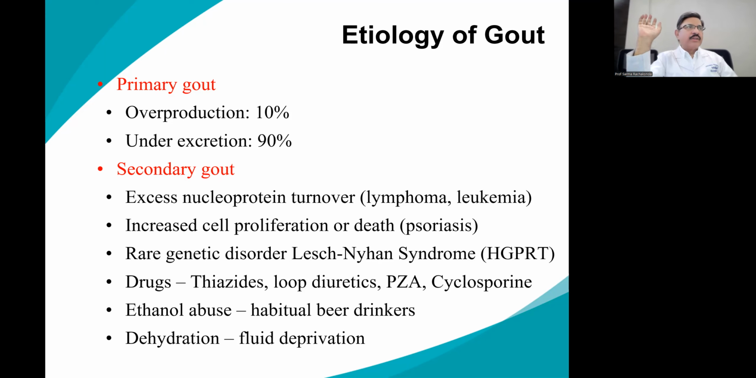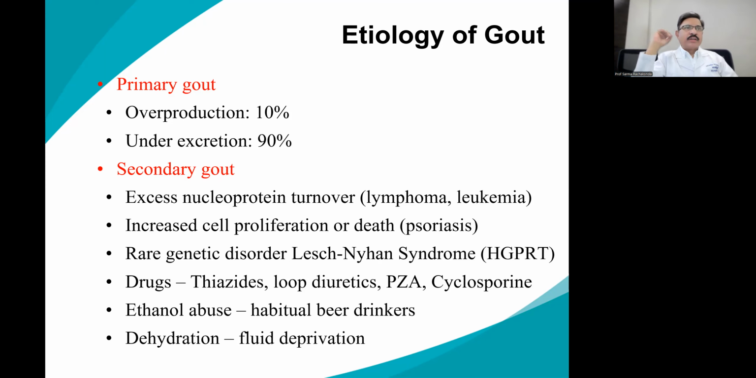A rare genetic disorder called HGPRT deficiency. What is HGPRT? Hypoxanthine guanine phosphoribosyl transferase deficiency. This syndrome is called Lesch-Nyhan syndrome. You may be questioned in short-answer format. This is one of the questions usually asked. So, Lesch-Nyhan syndrome, a rare genetic disease. And drugs can produce it secondarily.